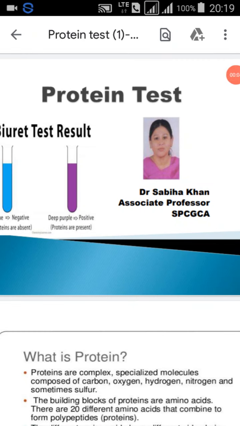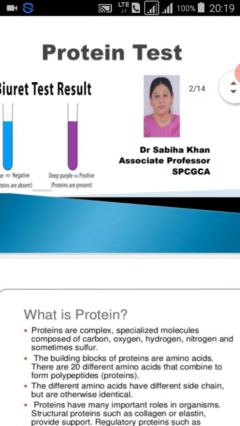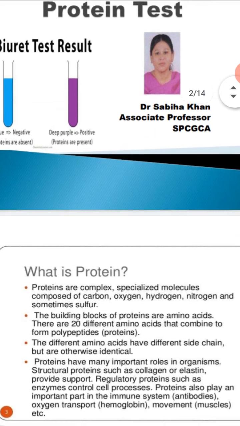Good morning students. Today we are going to do the protein test, and we are going to do the biuret and the xanthoproteic test. But before proceeding for the test, we should know what a protein is.